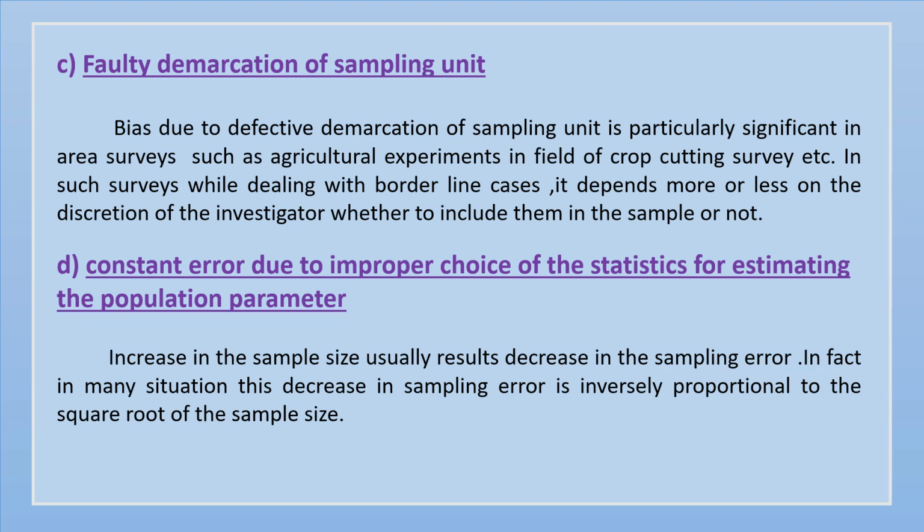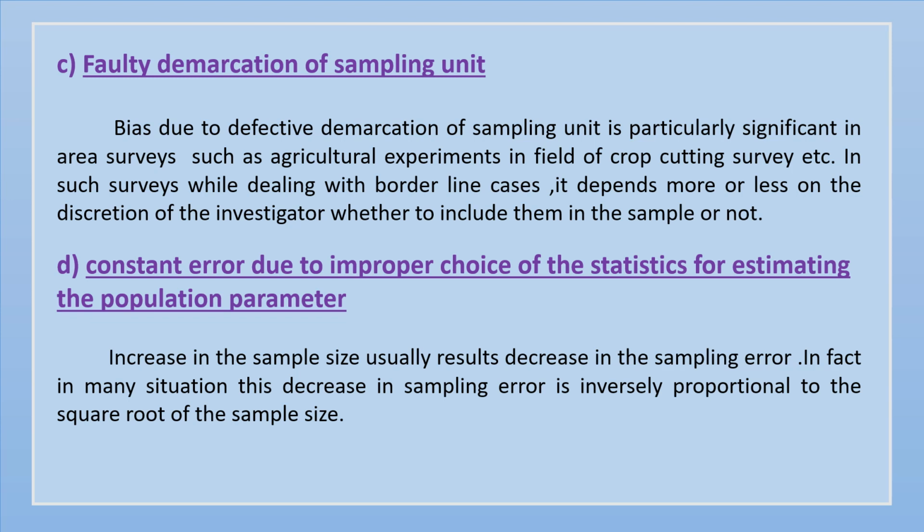The last one is constant error due to improper choice of the statistic for estimating the population parameter. Increase in the sample size, that is the number of units in the sample, usually results in the decrease in the sampling error. In fact, in many situations, this decrease in sampling error is inversely proportional to the square root of the sample size.